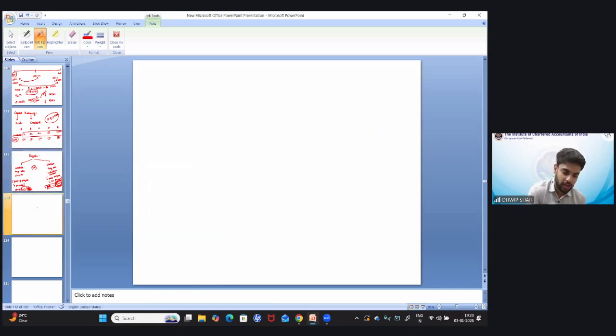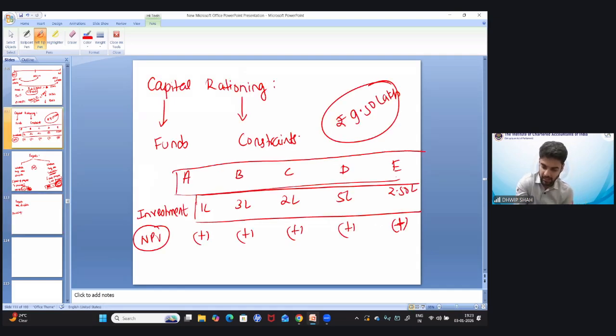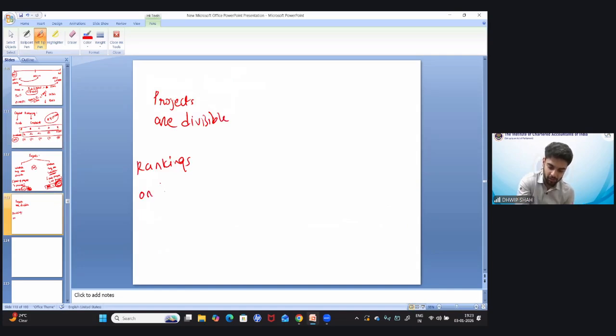Okay. So now what does the investment decision say? If projects are divisible, give rankings to the projects A, B, C, D, E on the basis of profitability index, or NPV per 1 rupee of investment.